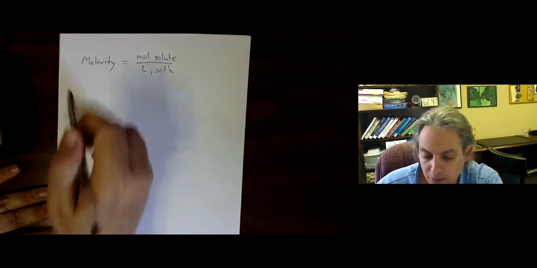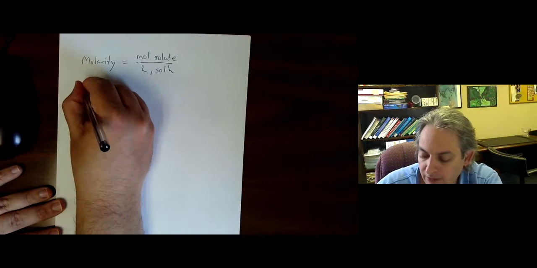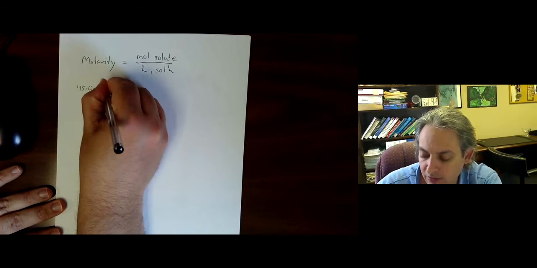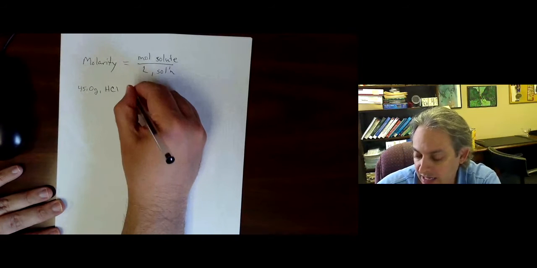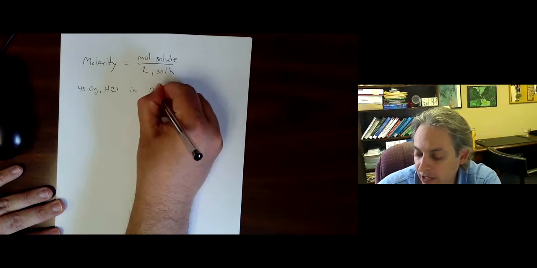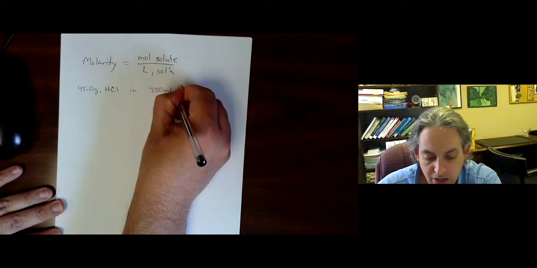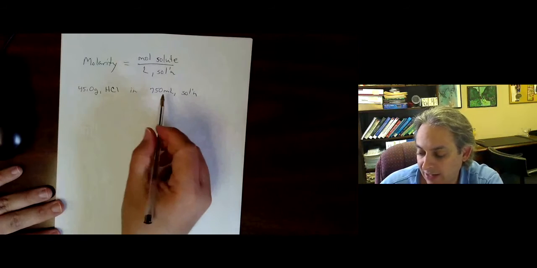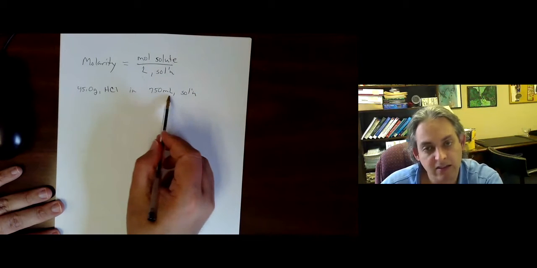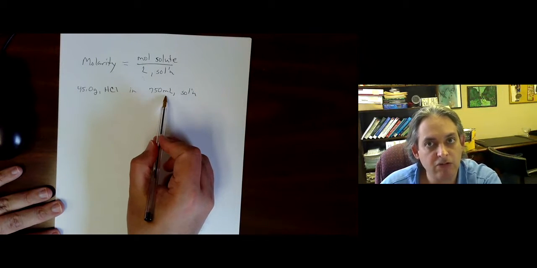So let's do a problem here. Let's say we have 45.0 grams of HCl, and that 45 grams of HCl is in 750 milliliters of solution, and we want to know what the molarity is. Now again, remember what I said, this is in milliliters, so we need to first convert this to liters.